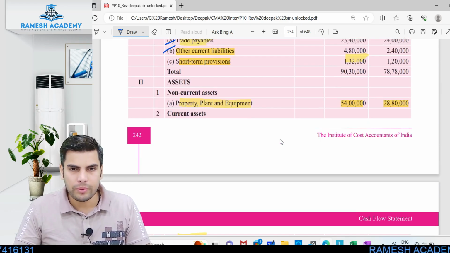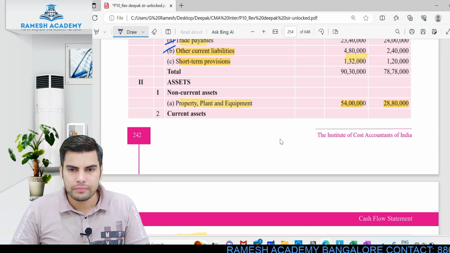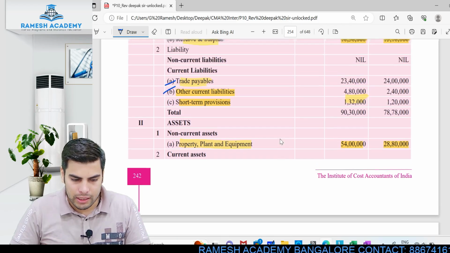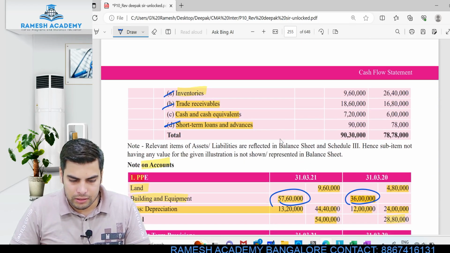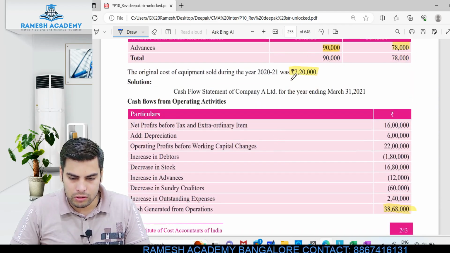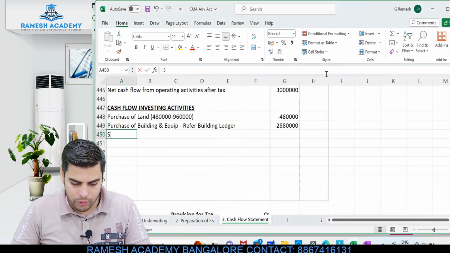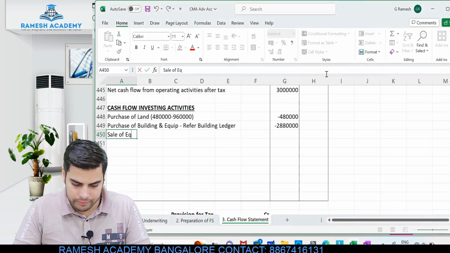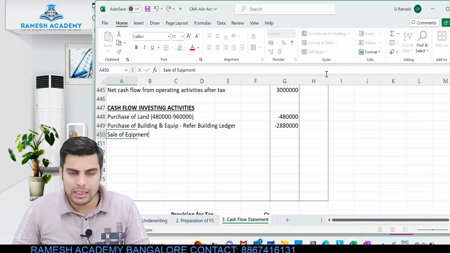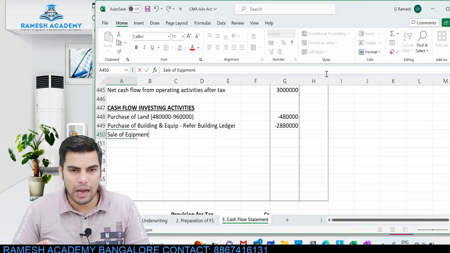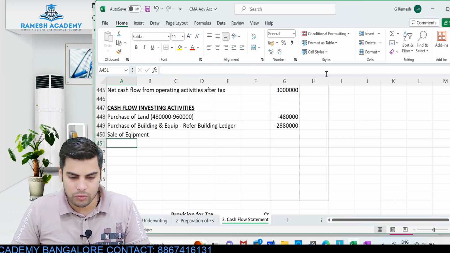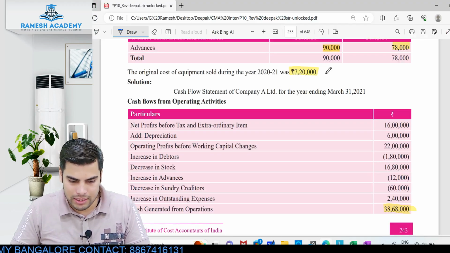Okay, what are the other information which they have given? Yes, now the only thing is somewhere over here they have given that building or the equipment worth 7,20,000 of original cost was sold. Okay, so we know that there was some sale of equipment. Now when I say sale of equipment, obviously I would have received some amount, right? Now how much is the amount which I would have received? That is what we need to calculate. Okay, so let's just calculate it.